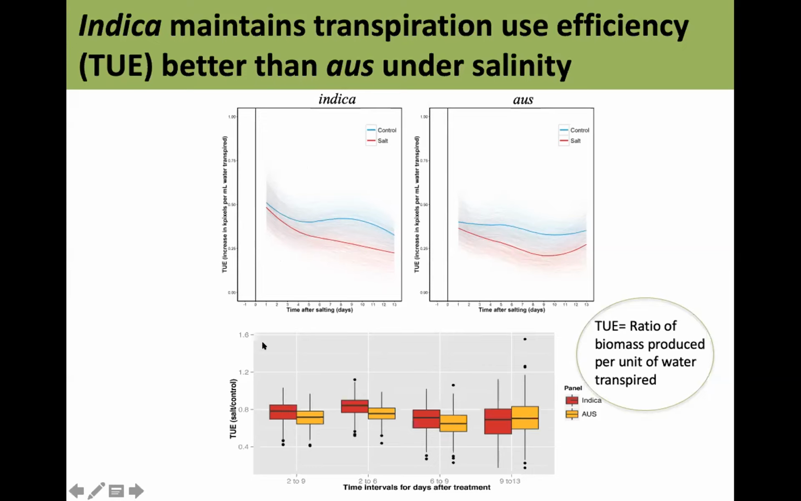And then to quantify the relative performance of plants with respect to TUE, we used a simple index, which is just the ratio of TUE in salt-treated plants relative to control plants for that same time period. And we represented it in a box plot here. And this shows that the indica tends to maintain higher TUE than the Aus panel for the first 3 intervals.